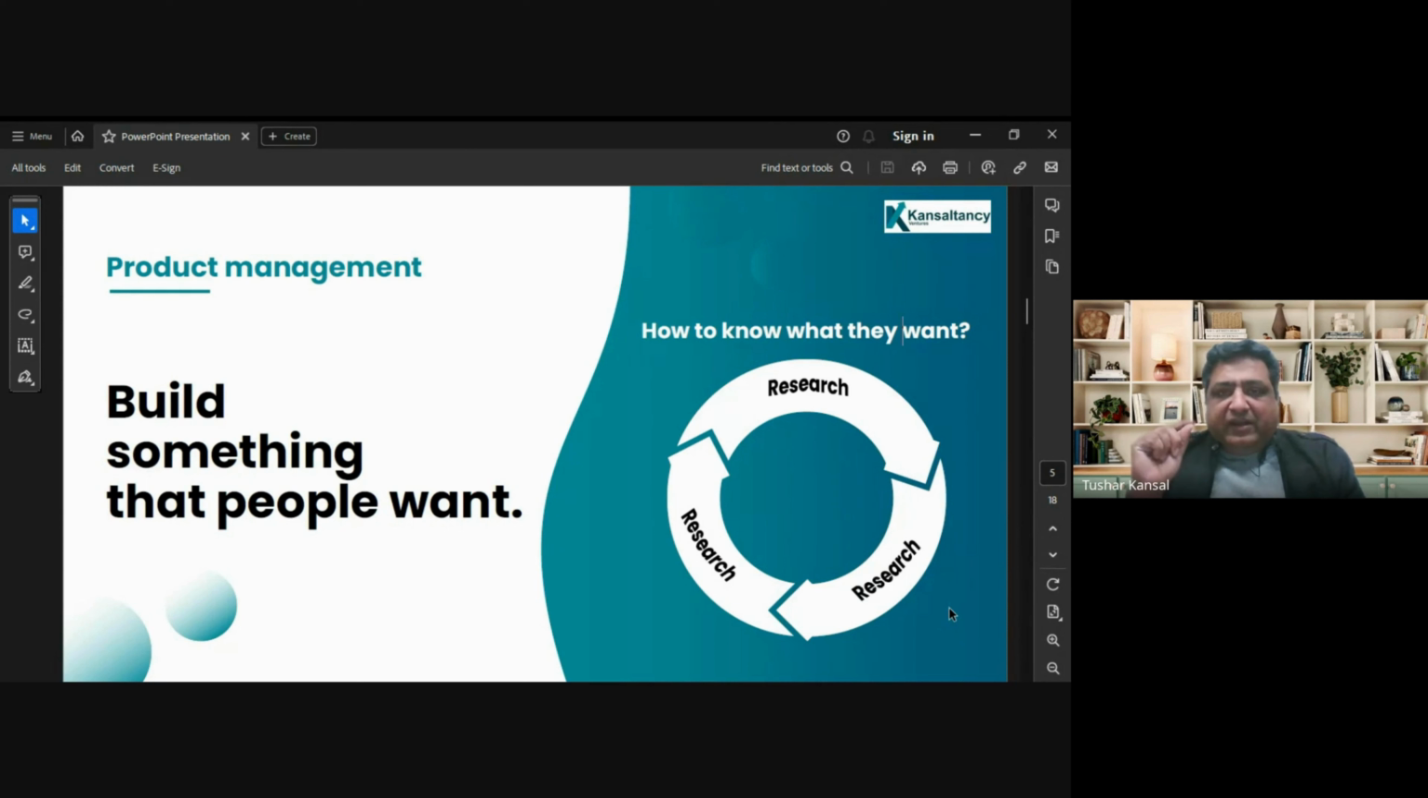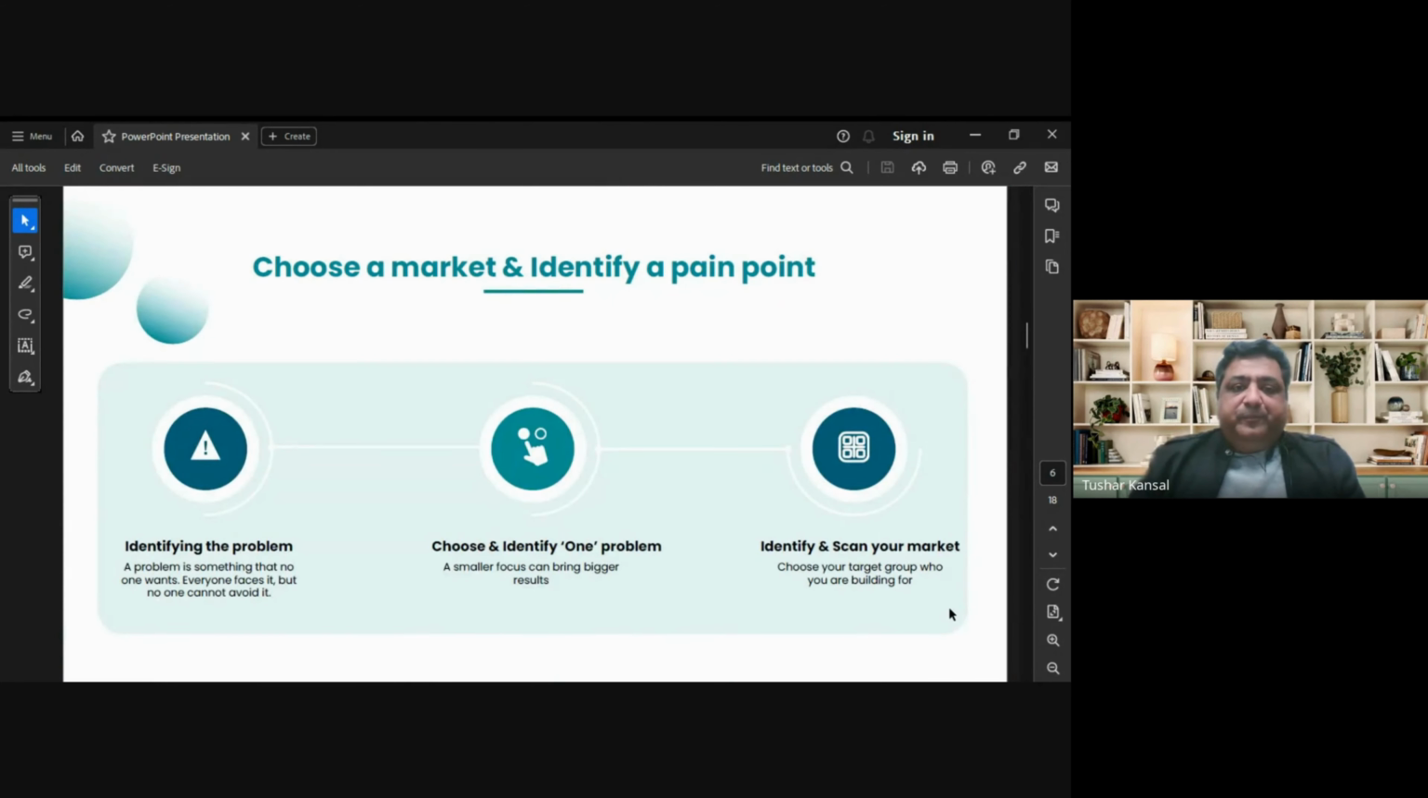So, you identify your target market. For example, if you want to research about the market, you can use the Indian census data, which is available on the internet, and you'll be able to identify what the crowd wants and how you can provide it to them. Now, when you identify a market and identify a pain point, you have to understand that a problem is something that no one wants.